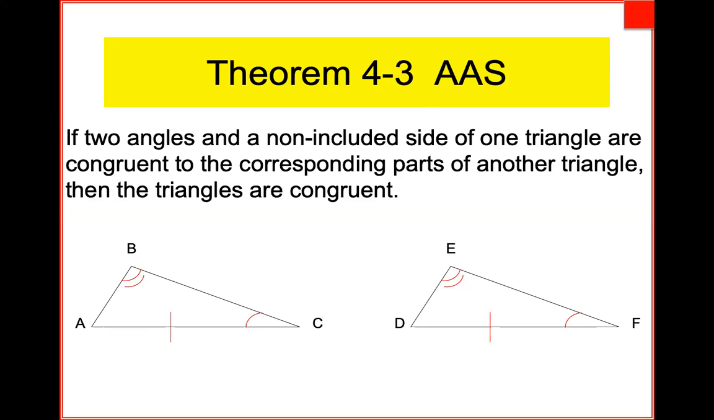So if you have 2 adjacent congruent angles and a side, then the 2 triangles are congruent. Notice it says the non-included side, so it's using those special words that we wrote down 4 days ago. The included side would be BC. So the non-included side would be either one of those sides.